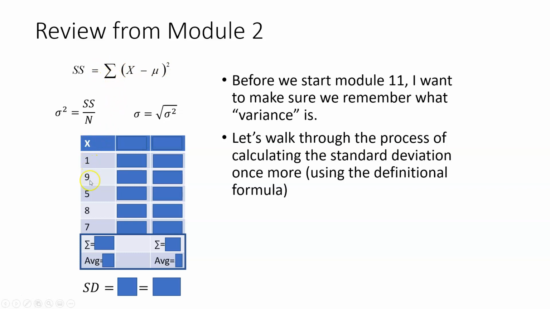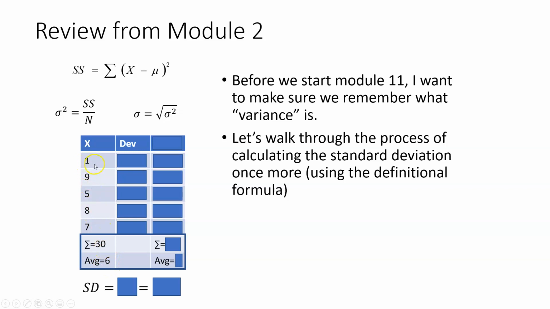So if we have this list of scores here, in order to find the mean, we would first sum them up, which would equal 30, and then we would divide by how many there are. That's 5, so the average is 6. Then the next step is to compute deviation scores. Each deviation score is the distance between the score itself and the mean.